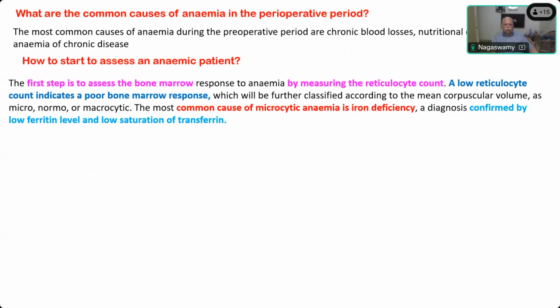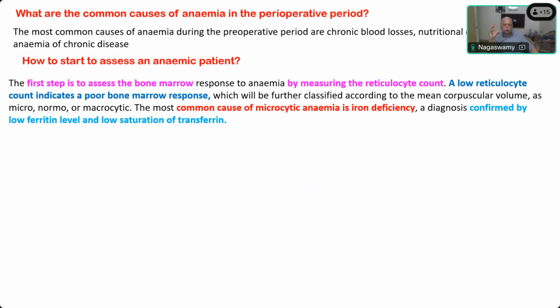A low reticulocyte count indicates a poor bone marrow that is not able to produce reticulocytes, which will further be classified on the basis of mean corpuscular volume as morphologically micro, normo, or macrocytic. And the most common cause of microcytic anemia is iron deficiency. So the majority of the preoperative anemic patients will fall into this category of iron deficiency anemia, which can be confirmed by a low ferritin level and low saturation of transferrin.